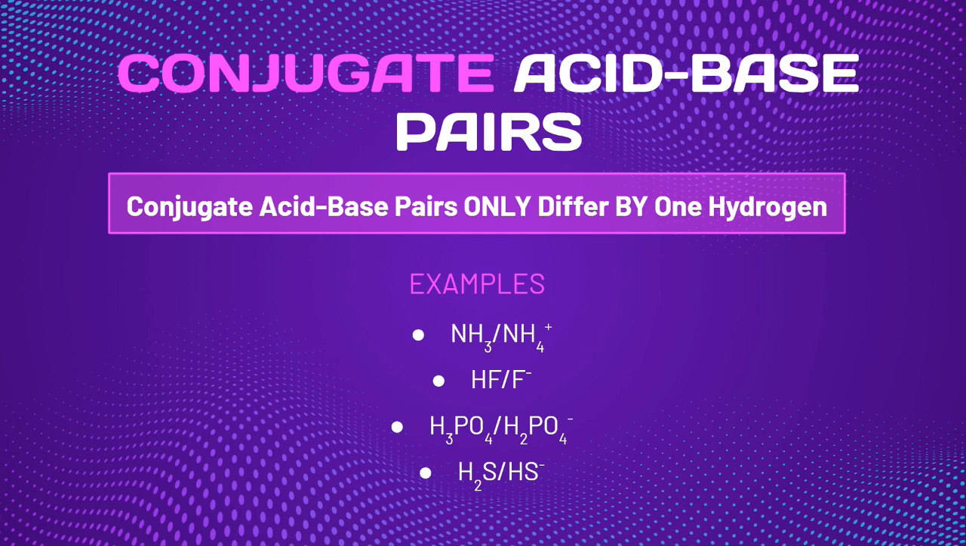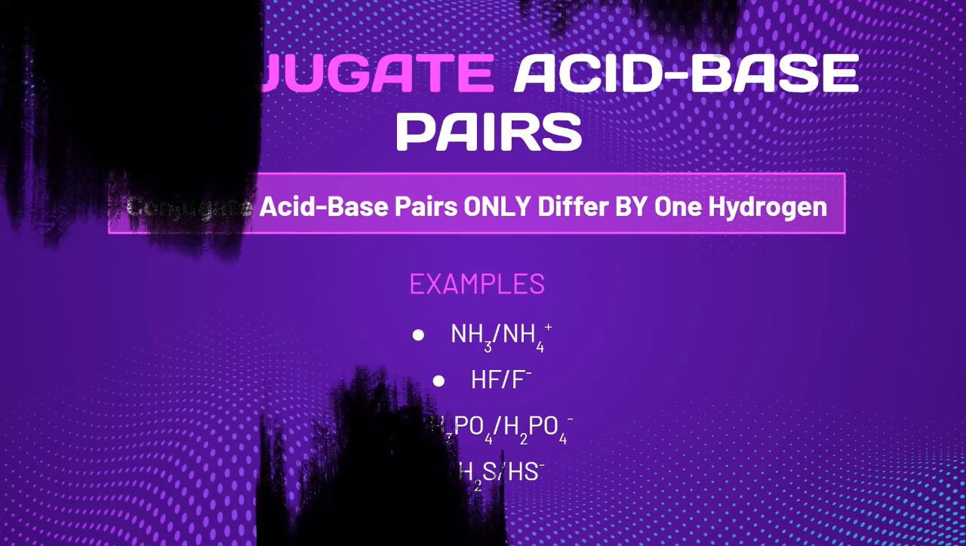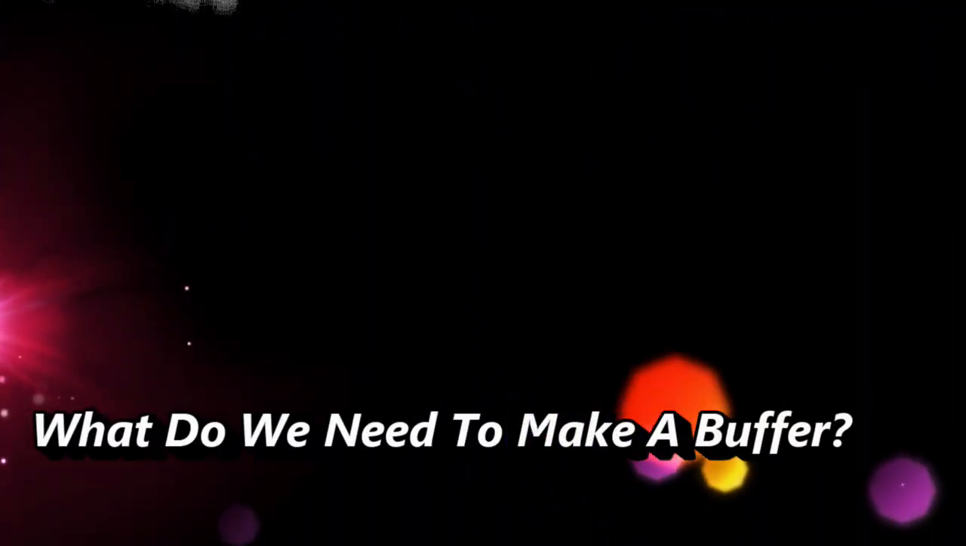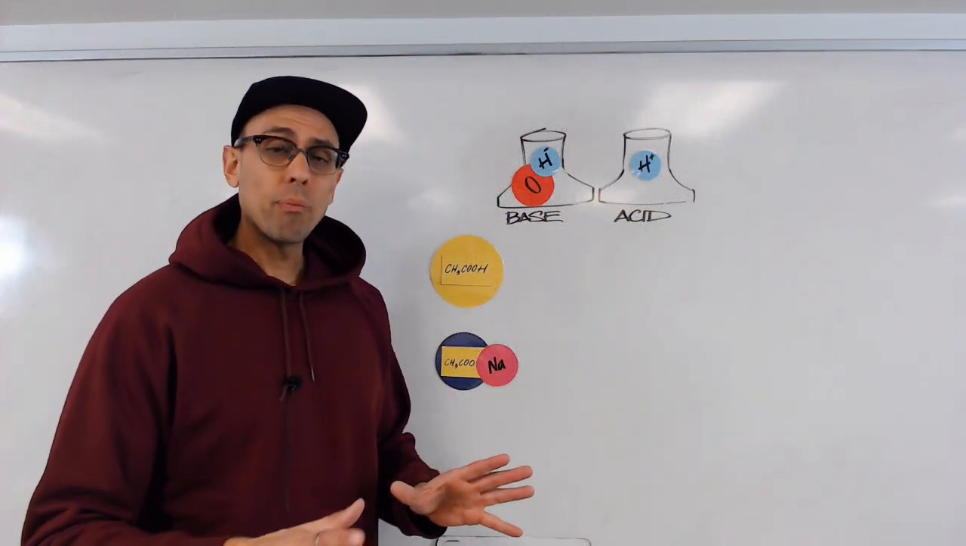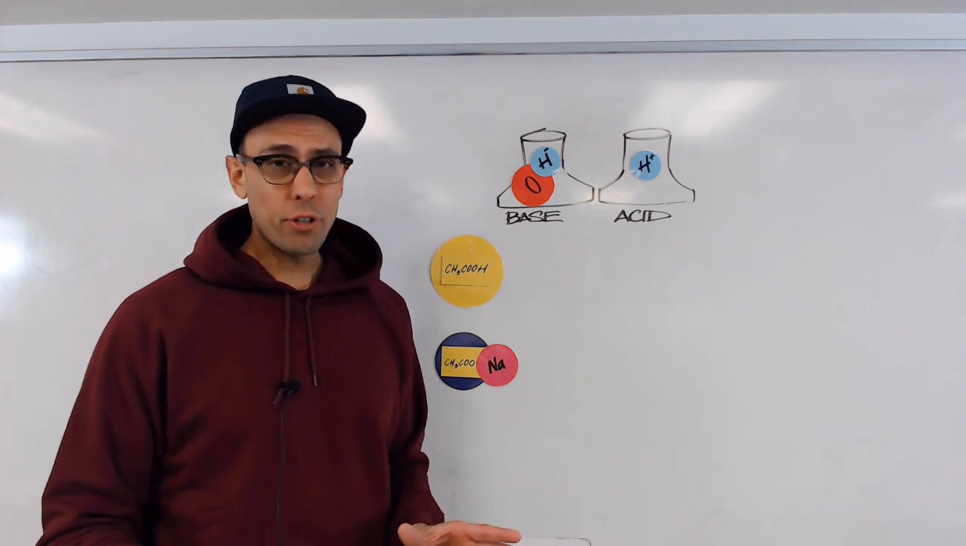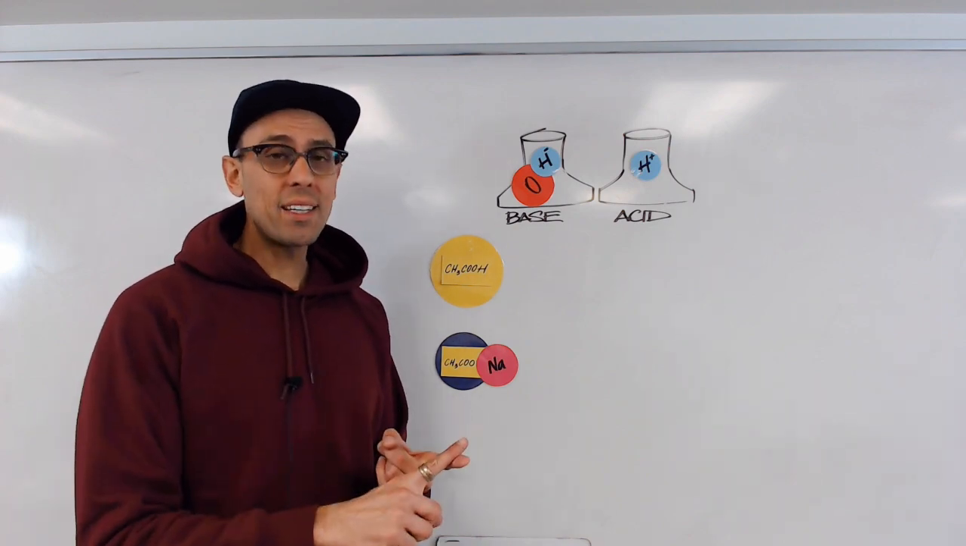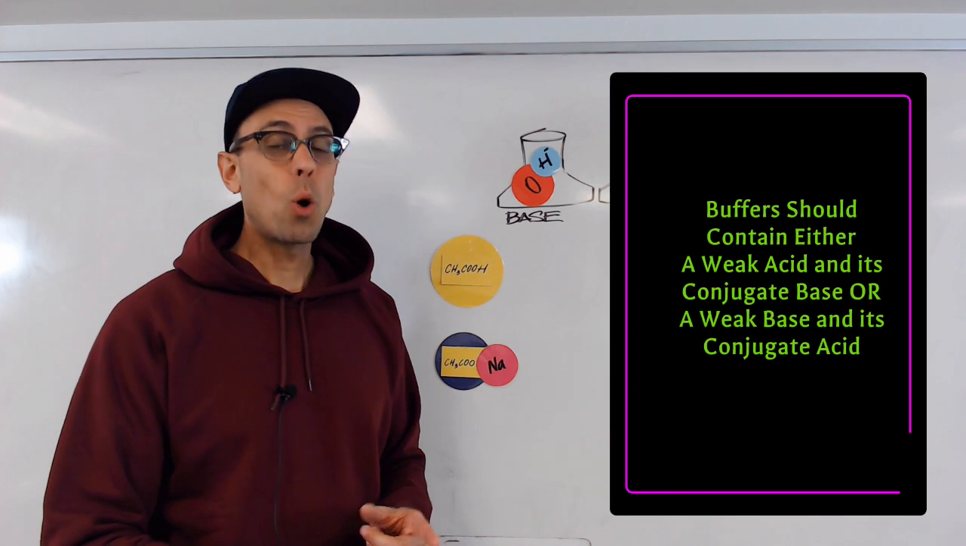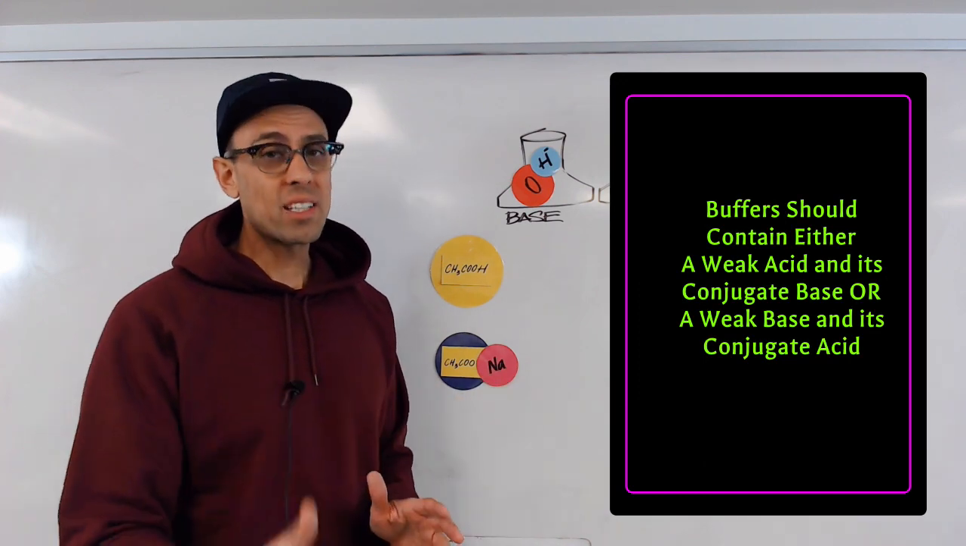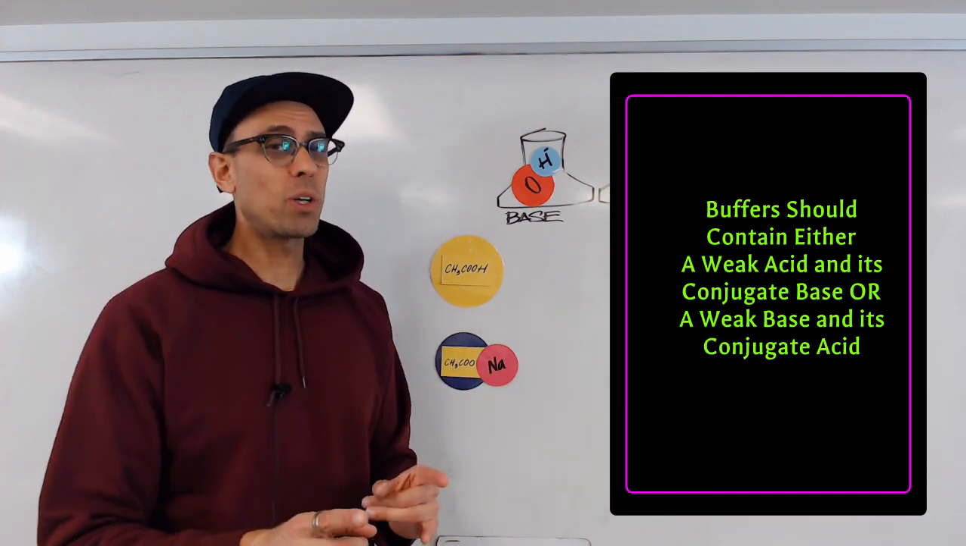All right, now we got that stuff out of the way. Let's think about how buffers are able to maintain pH levels. Now, the first thing you need in any buffer system is a weak acid and its conjugate base, or a weak base and its conjugate acid. And weak is really important.